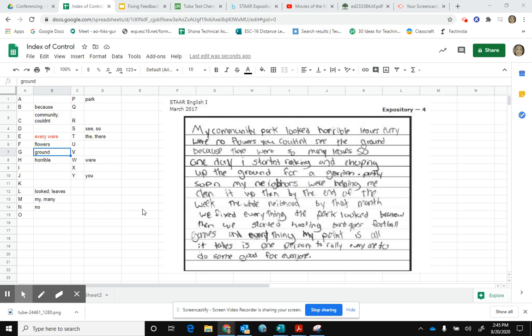I want to show you a powerful strategy called index of control. I remember early on in my career when I was so proud of something that my student had done. It probably looked a lot like this. And I remember taking it to the counselor that that student was working with because I wanted to show that this student was growing and had really, I felt, accomplished something really powerful.